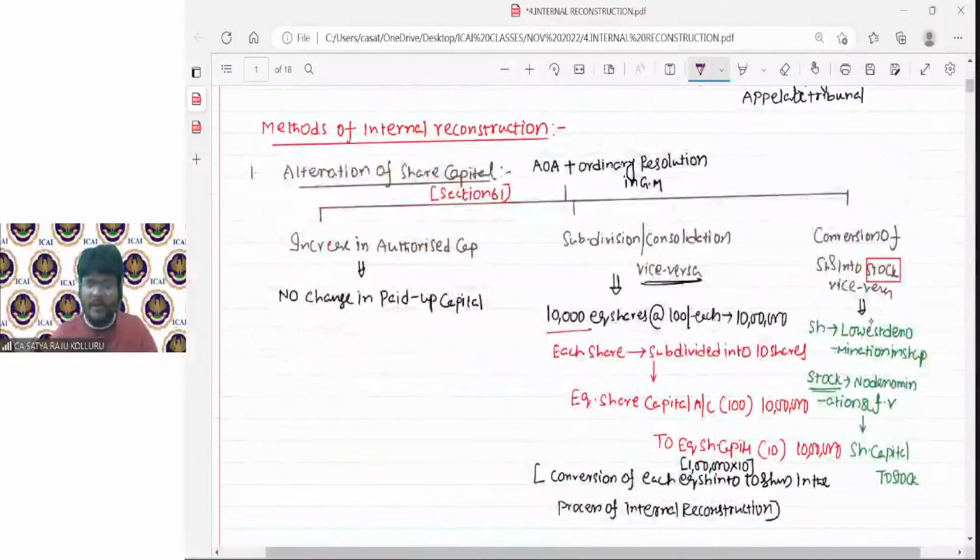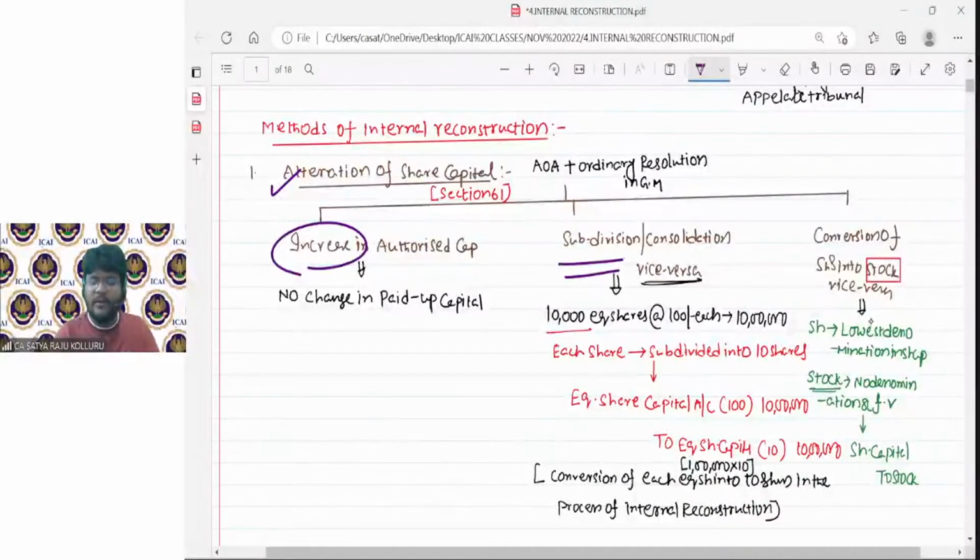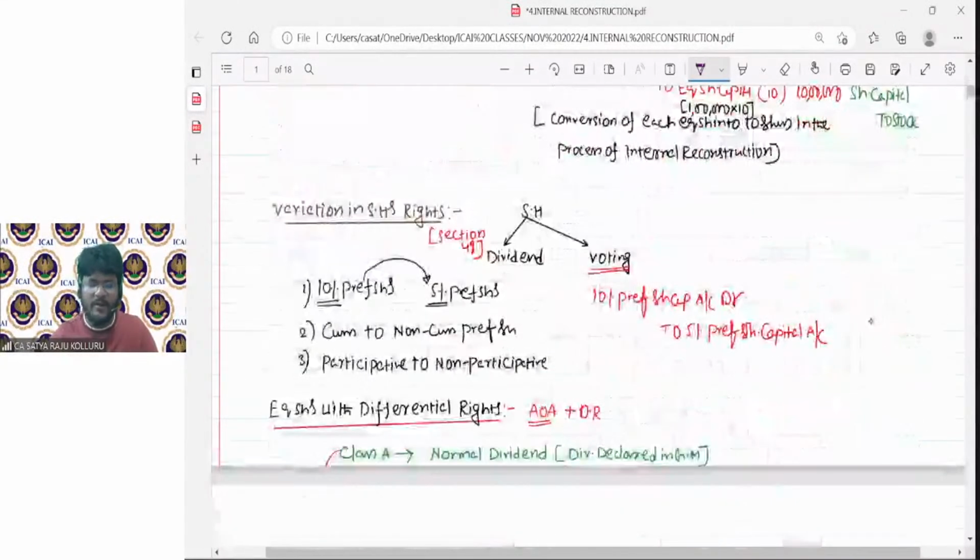Sir, methods of internal reconstruction we have also seen: in case of alteration of share capital, increase in authorized share capital, subdivision or conversion of shares into stock, all will come into the picture, where the articles of association and an ordinary resolution in the general meeting are required as per the Companies Act 2013 compliance procedure.